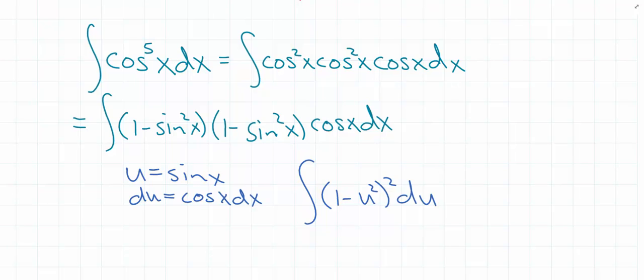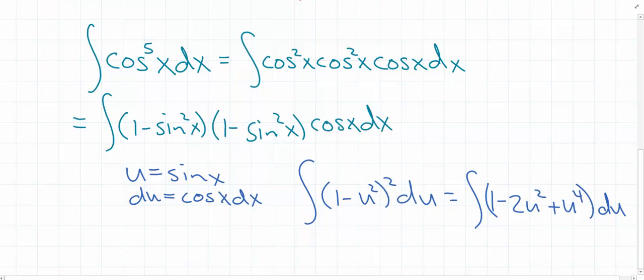Now we can multiply this out and get an integral that is just a delight, right? So we have 1 minus 2u squared plus u to the 4th du. Yeah, and you can take it from there, right? Okay. Any questions about that? Okay, so we're taking these complicated things and we're getting these nice little polynomial things that we can integrate. Okay, any questions about that?